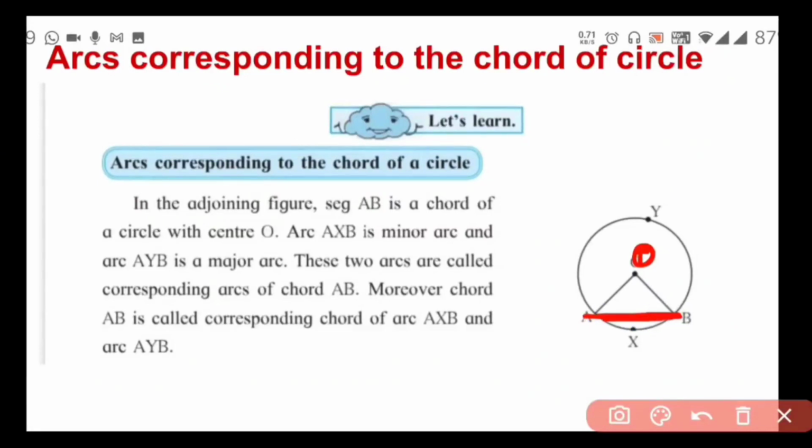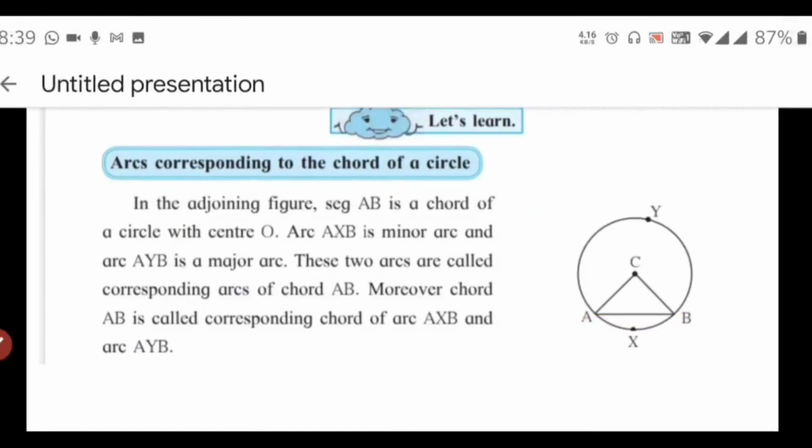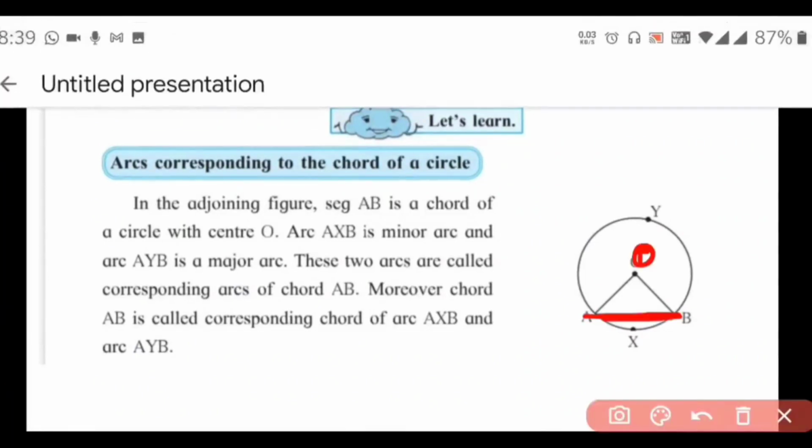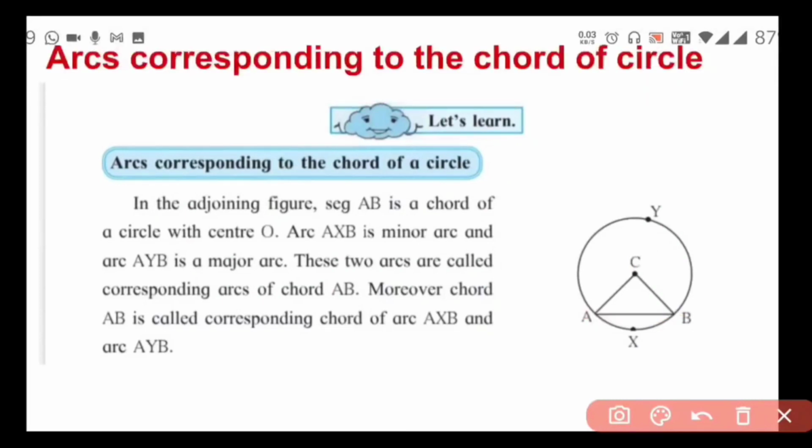And due to this chord, the circle is divided into two arcs. Which two arcs can we see here? We can see arc AXB, which is the minor arc, and arc AYB is the major arc of the circle. We all know minor means smaller arc and major means the bigger arc.